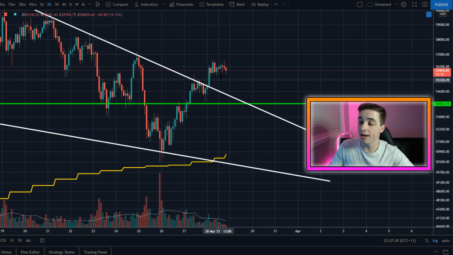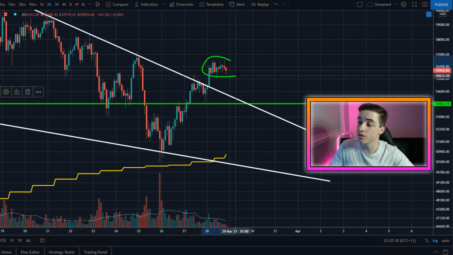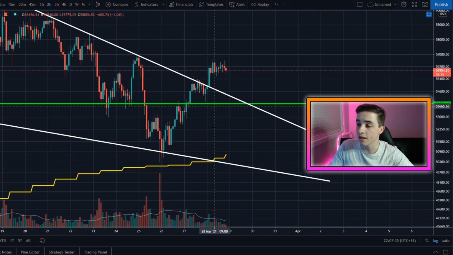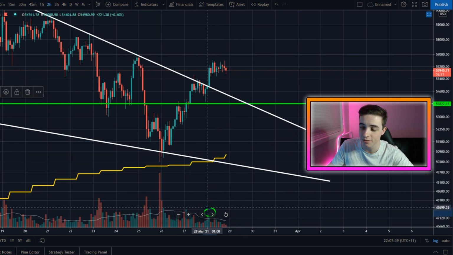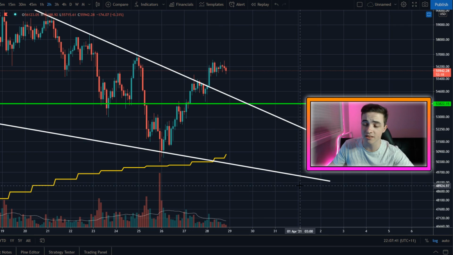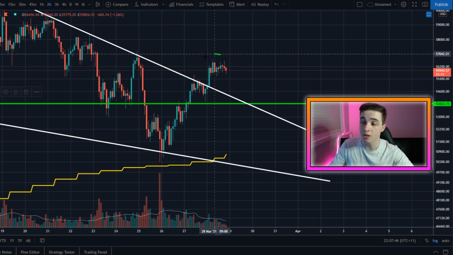But as of right now, we are seeing a small consolidation to the side after this initial break to the upside. On this initial break, we did see a tiny spike in volume, but realistically that isn't enough of a spike in volume to 100% confirm that this breakout is real.